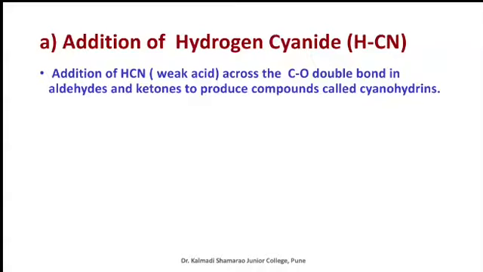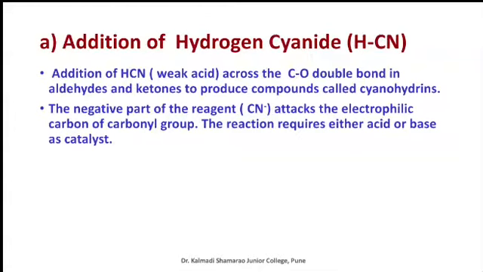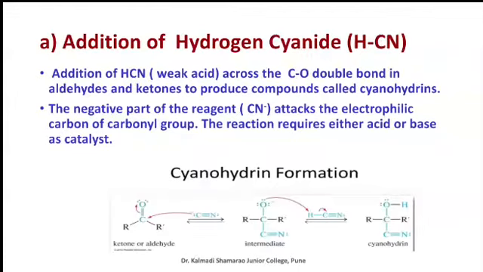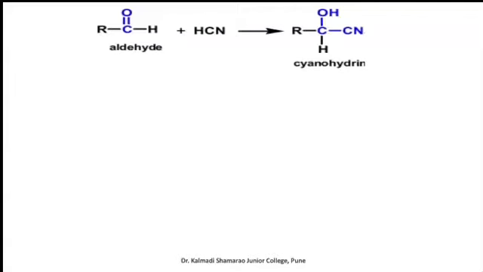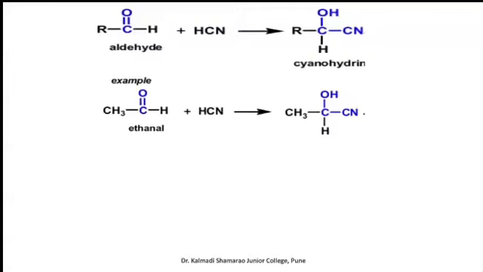Aldehydes and ketones add a molecule of hydrogen cyanide to form cyanohydrin. The CN- ion, being a strong nucleophile, readily adds to the carbonyl compound to yield the corresponding cyanohydrin. This reaction requires either acid or base as catalyst, since pure HCN reacts very slowly with aldehydes and ketones. The reactions are as follows. RC=OH plus HCN gives aldehyde cyanohydrin. For example, CH3C=OH plus HCN gives 2-hydroxypropane nitrile.